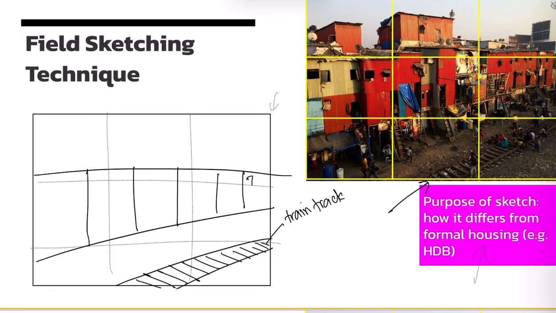The windows that I'm also going to be drawing, I'd like you to not think, oh, I need to obsess over how many windows there are as far as possible, or whether they have blinds or no blinds. It depends on what the purpose of your sketch is. Are you trying to highlight one thing or another? For example, for myself, in my sketch, because I want to see how it differs from formal housing, my sketch will have the fact that it is made of multiple colors because there are multiple materials.